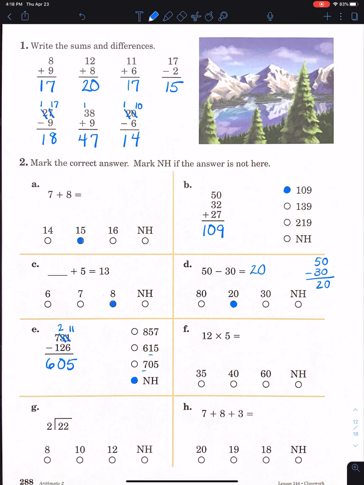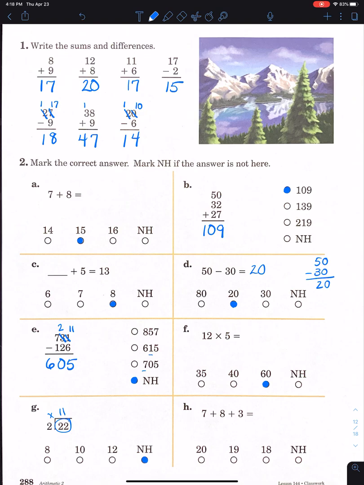All right, guys, what's 12 times 5? Twelve times 5 is 60. 2 into 22, or 22 divided by 2. How many are in each equal group of 2 if we put 22 into 2 equal groups? Hopefully you said 11, because remember 11 times 2 is 22. But 11 is not here, so we're going to choose NH for not here.